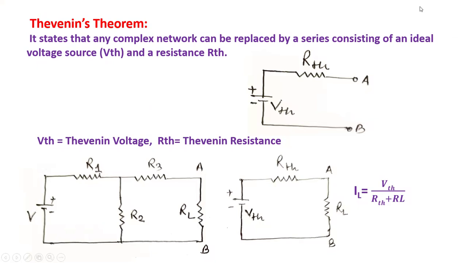It states that any complex network can be replaced by a series consisting of an ideal voltage source that is called VTH and a resistance RTH.